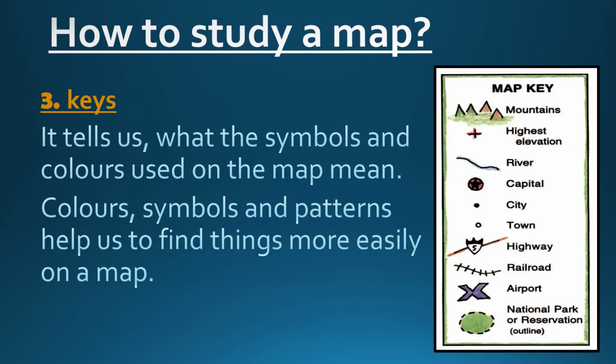The third and the last way to study a map is through keys. It tells us what the symbols and colors used on the map mean. Colors, symbols, and patterns help us to find things more easily on a map.